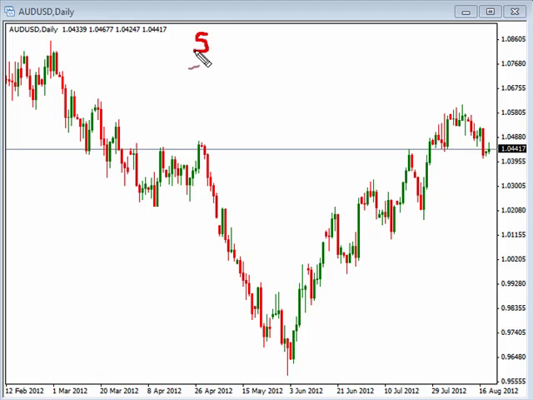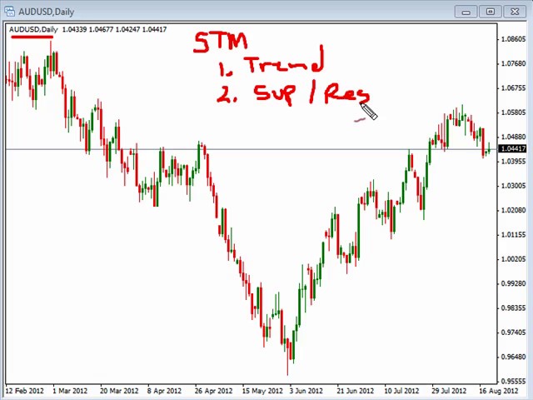Now, when we're talking about the rules, setup conditions for the simple trading method, there's several things that we're going to focus in on. One is what is the trend of the pair. In this case, we're looking at the Aussie dollar daily time frame. Second, we're going to try to identify areas of support or areas of resistance, or both, in order to look for opportunities to trade.